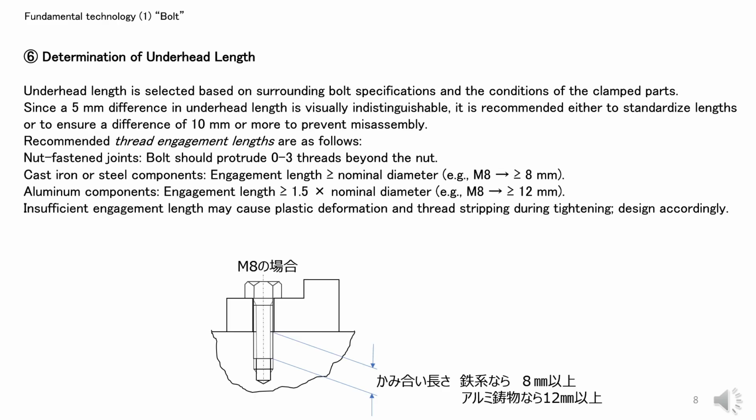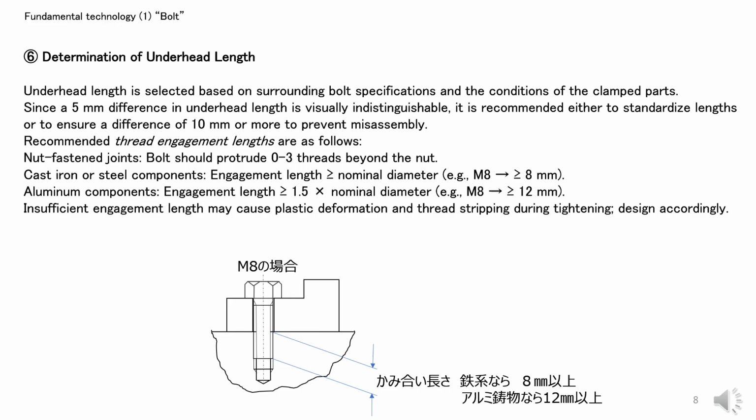Determination of underhead length. Underhead length is selected based on surrounding bolt specifications and the conditions of the clamped parts. Since a 5 mm difference in underhead length is visually indistinguishable, it is recommended either to standardize lengths or to ensure a difference of 10 mm or more to prevent misassembly. Recommended thread engagement lengths are as follows. Nut fastened joints: bolts should protrude 0.3 threads beyond the nut.